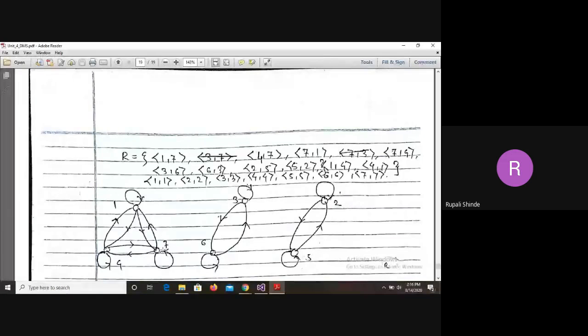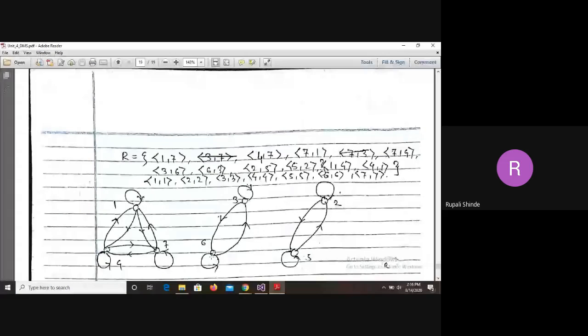Now, next 3 comma 6, 6 comma 3. Again 3 comma 3, 6 comma 6. So for these four ordered pairs, we can take two elements 3 and 6, represented by these two circles. The first one is 3 comma 6, so there should be an arc from 3 to 6. Again 6 comma 3, there should be a reverse arc. Again 3 comma 3, there is a self loop at 3, and for 6 comma 6, there is a self loop at 6.